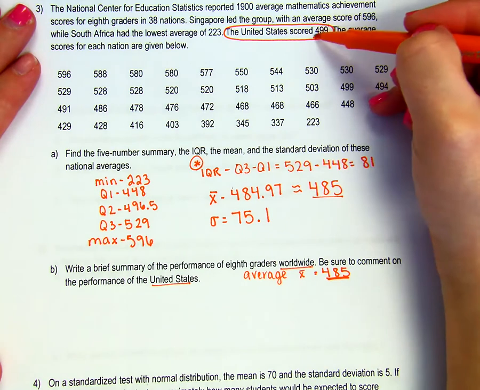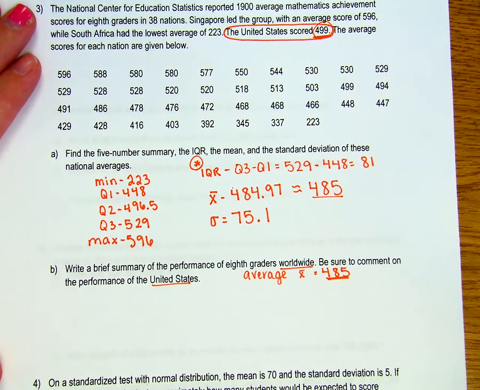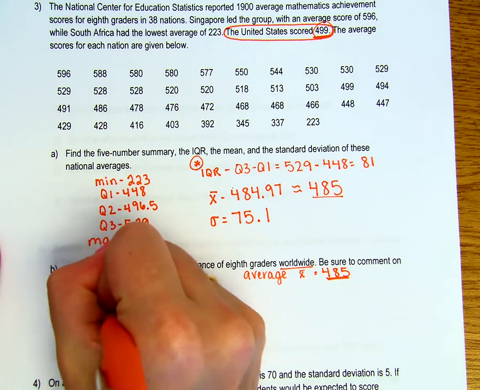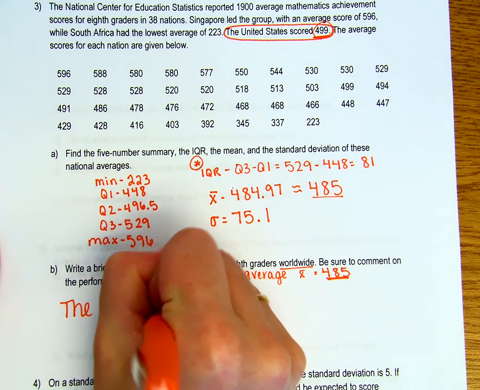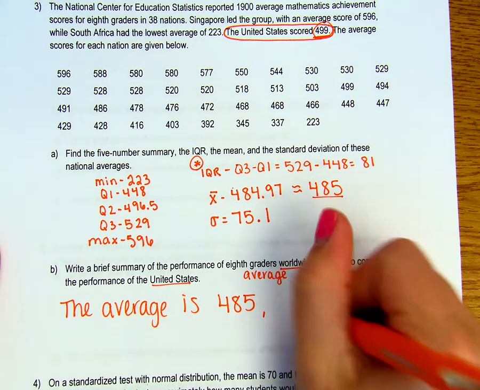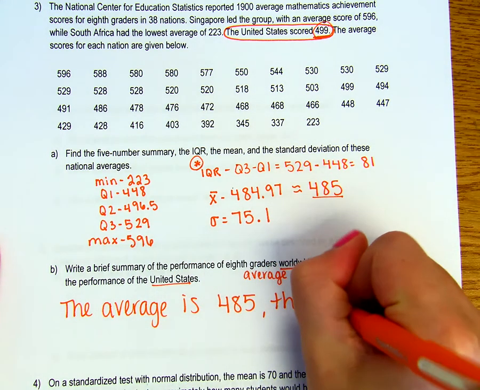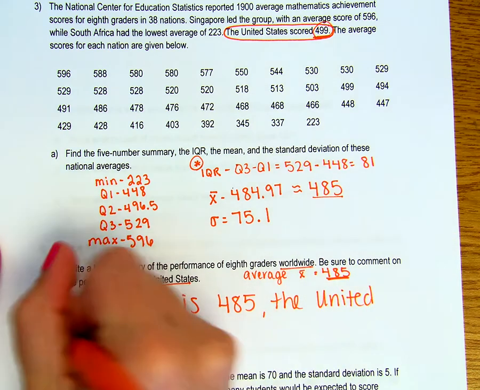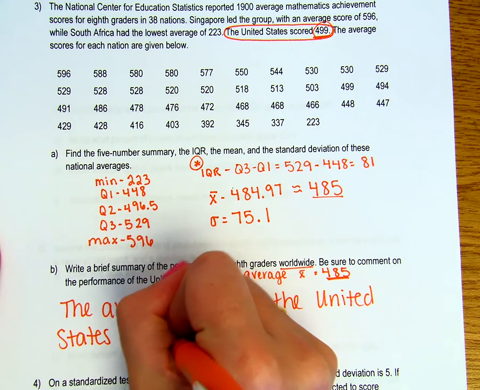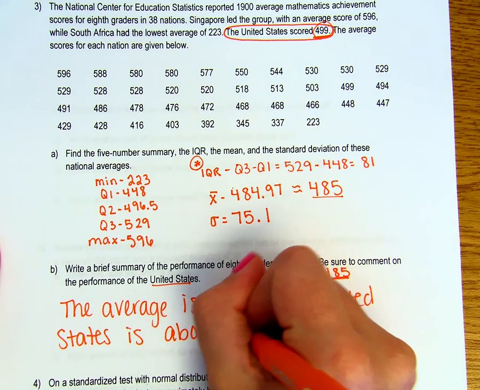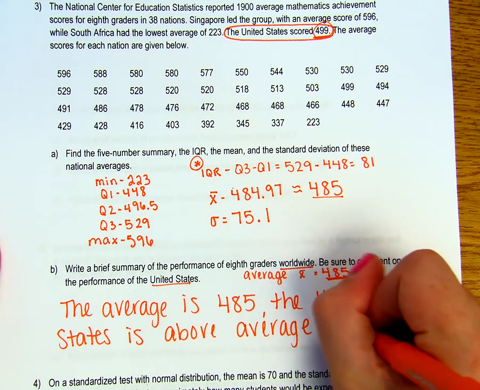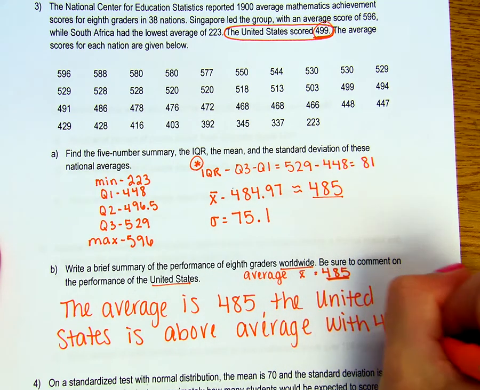Well, the United States has a value bigger than the average. So we can say the average is 485. The United States is above average, with 499.